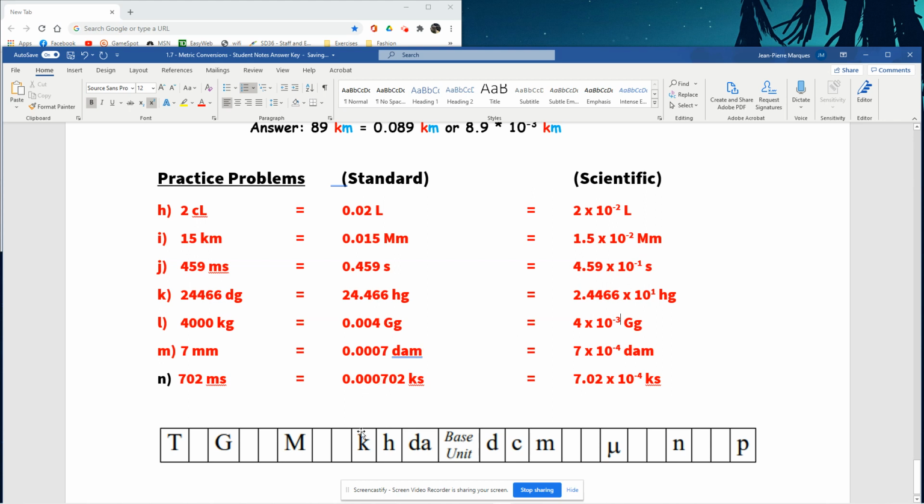Kilo is to the positive 3. Giga is to the positive 9. What's 3 minus 9? It's minus 6. Or 1 over a million. When you divide this by a million, you get 0.004.